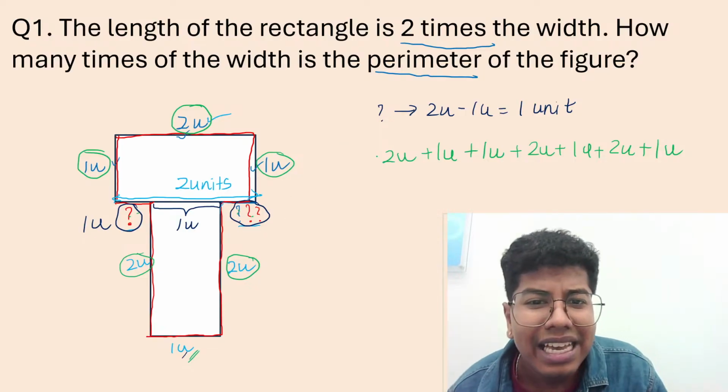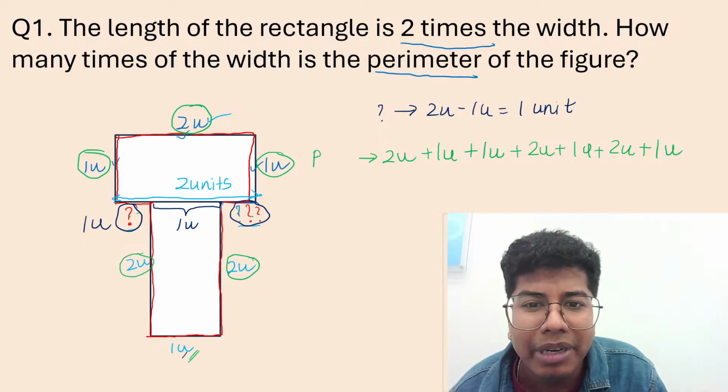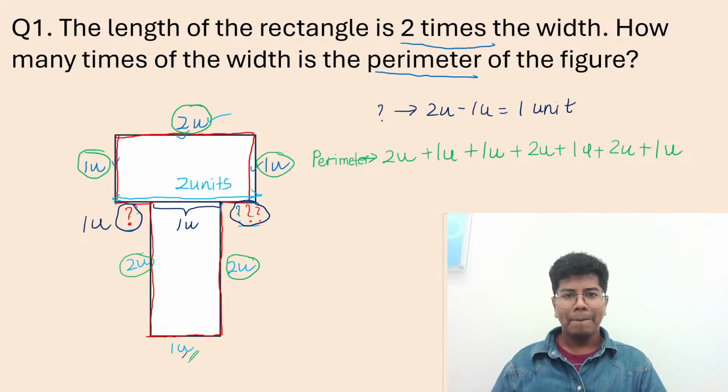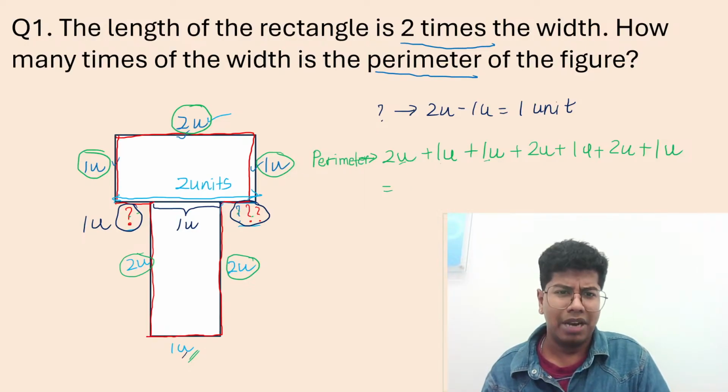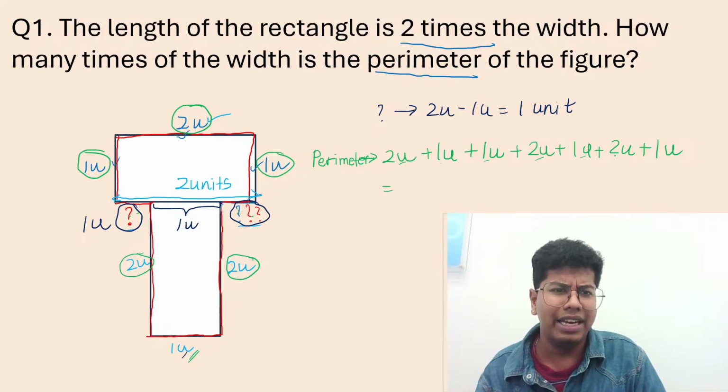Now the thing is, this simply represents the perimeter of the entire shape. Perimeter. Now, if this represents the perimeter, let's just calculate 2 plus 1 plus 1, it's 4, 5, 6, 7, 8, 9, 10.